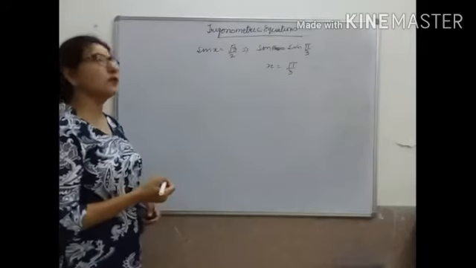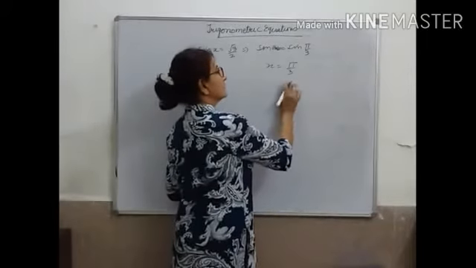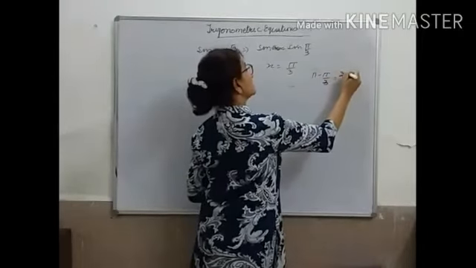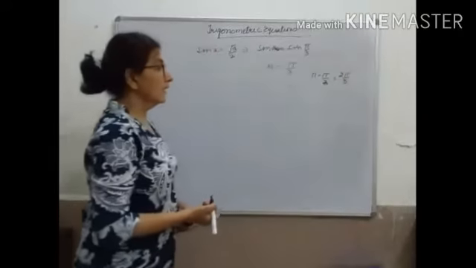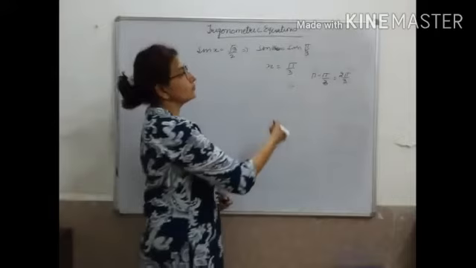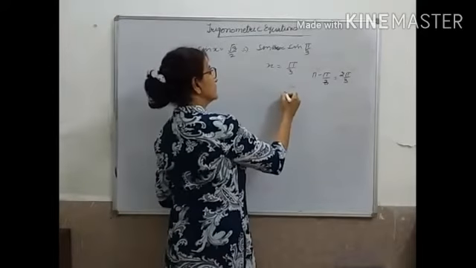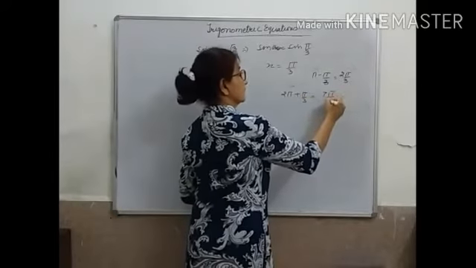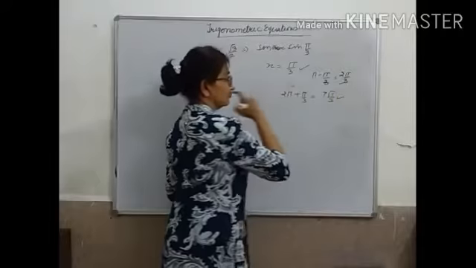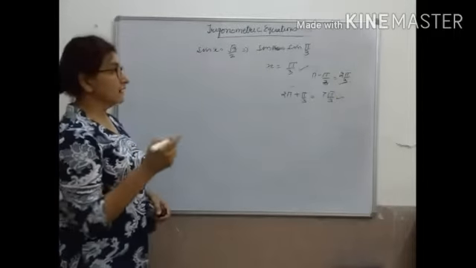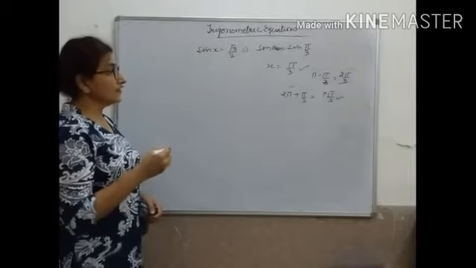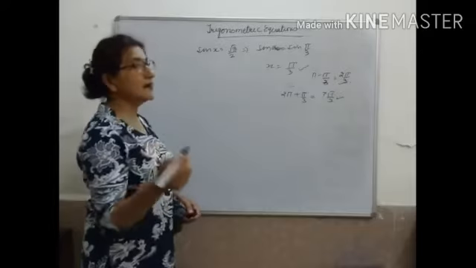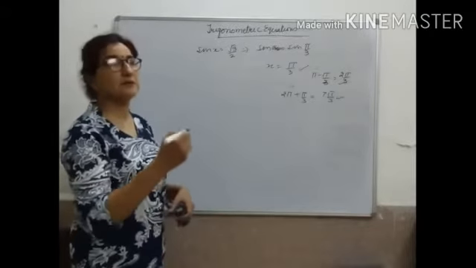Some other child will say, no ma'am, it's not pi by 3. It is pi minus pi by 3, that is 2 pi by 3. That's also correct. Now another person will say, no, this is also not the answer. My answer is 2 pi plus pi by 3, that is 7 pi by 3. Now this is also correct. Who should I believe? Why so many solutions? So for that we will have to have some kind of rule. It means there can be n number of solutions for any trigonometric relation at a particular angle.